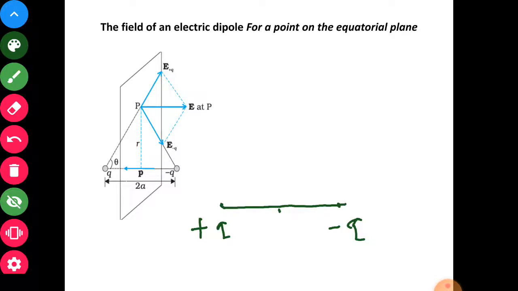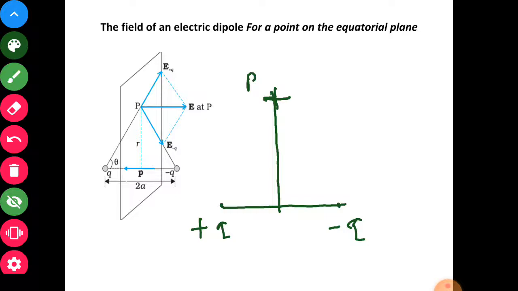Now the perpendicular bisector of the line joining the two charges is the equatorial line. On this equatorial line we want to find the electric field somewhere here. So we place the test charge, that is plus 1 unit charge, here where we want to find the electric field. This is the point P where we want to find the electric field.